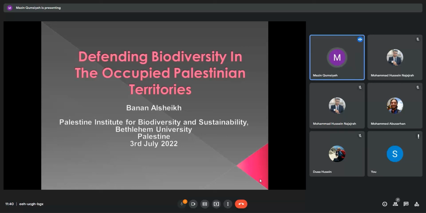So the main goal is to preserve biodiversity in ancient groves, and also we need to extend this knowledge to different areas in Palestine to preserve biodiversity, and later on to enhance this biodiversity with important species. And also to improve the livelihood of the local communities, and to save this site as a cultural heritage site for Palestine. Okay, interesting. Thank you.